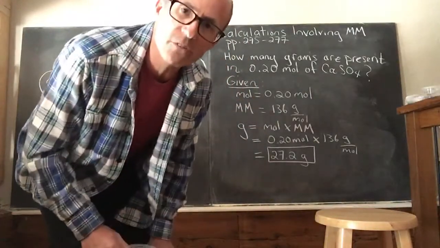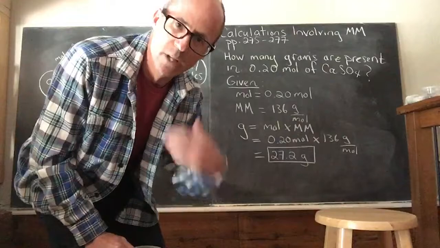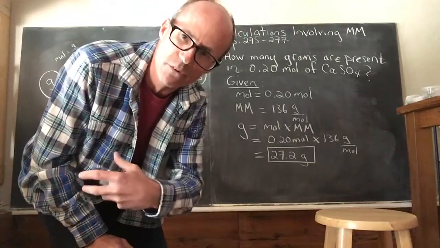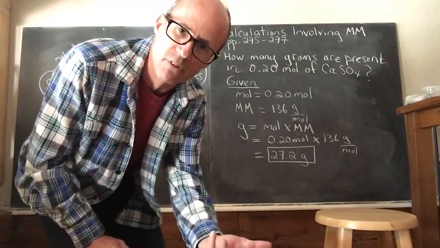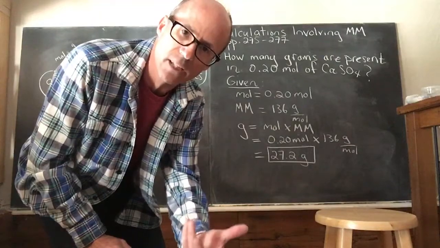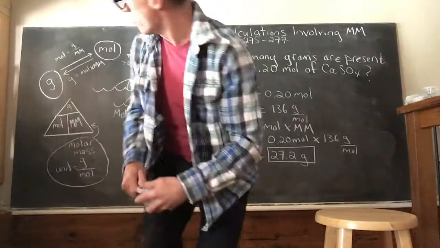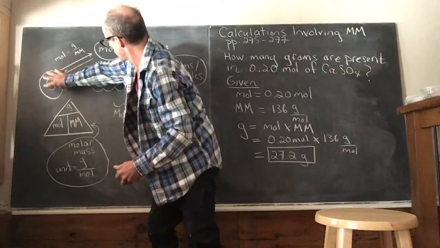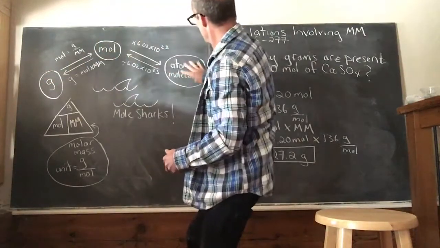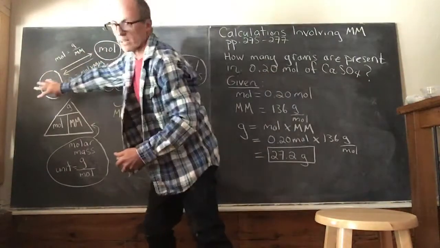And that's all there is to using the mole triangle. You now know how to calculate grams from moles and moles from grams. The next step is for us to look at going from mass land through mole land to particles and vice versa.